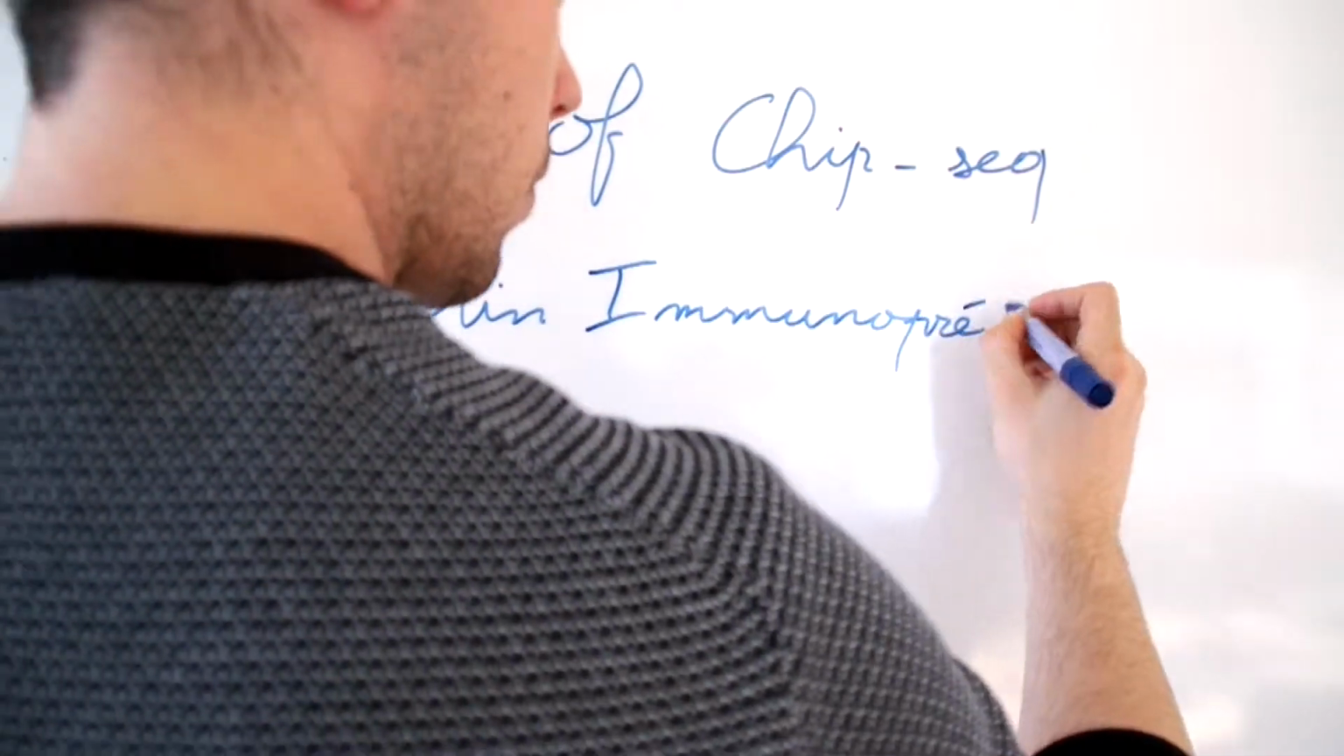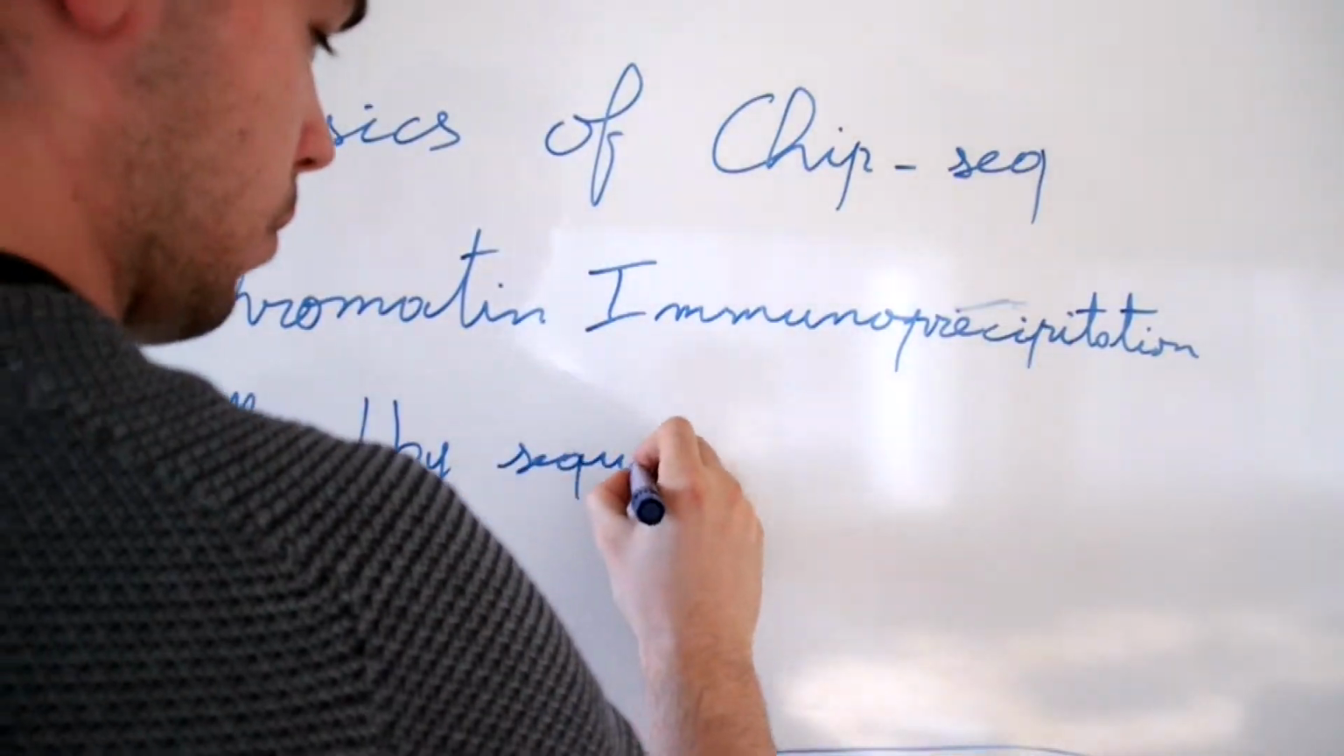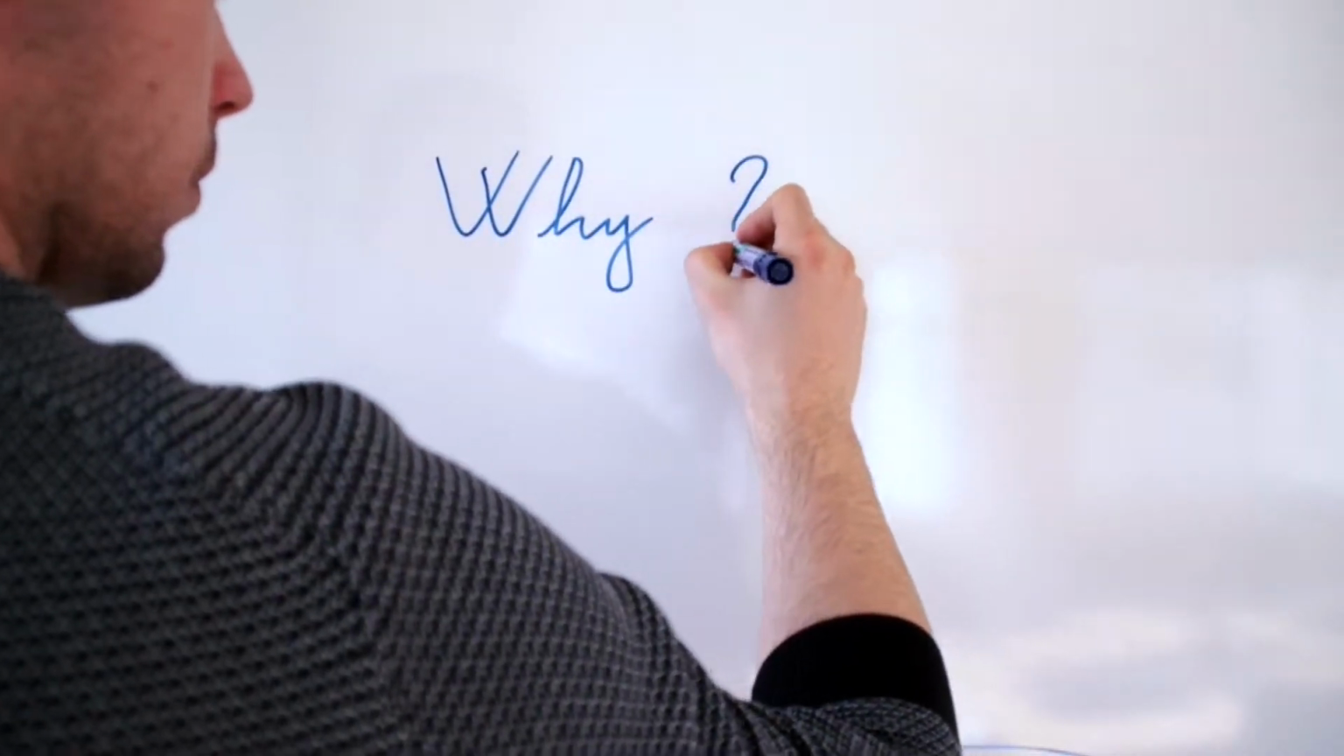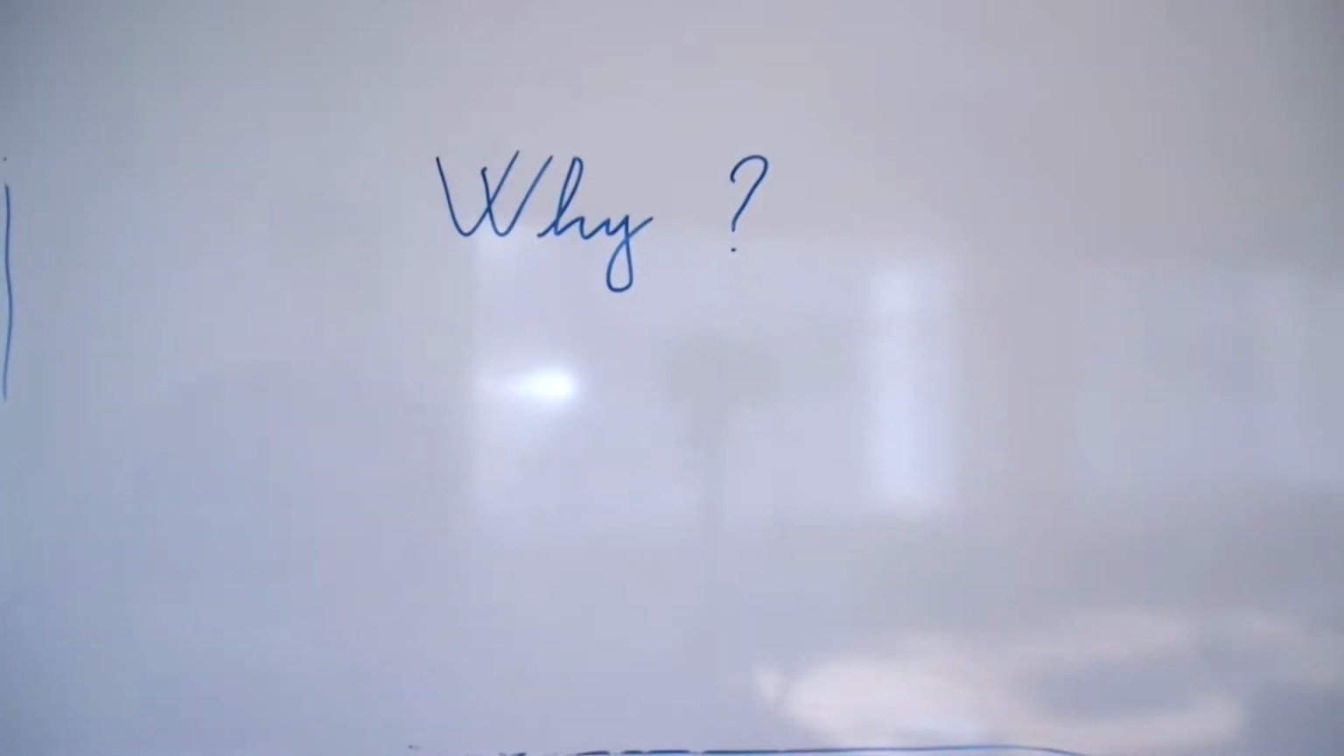ChIP-seq is an acronym that stands for chromatin immunoprecipitation followed by sequencing. This video is meant to be a quick overview of the basics of ChIP sequencing in an effort to vulgarize the concept.